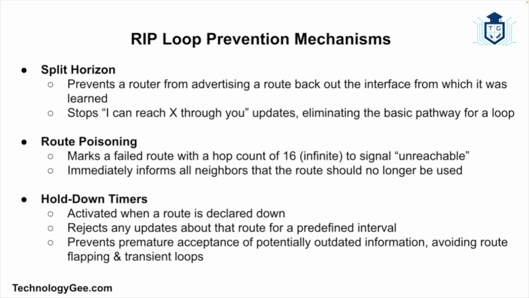The first is called split horizon. So this is where you don't tell your neighbor about a route that you learned from them. It's like saying, hey, I can get to that place through you, which would create a loop. Another defense is route poisoning. So if a router detects that a route is down, it advertises it with a hop count of 16, which means it's unreachable. And this tells everyone to stop using that route immediately.